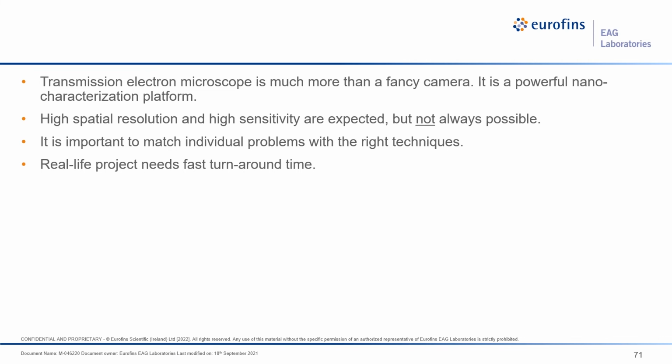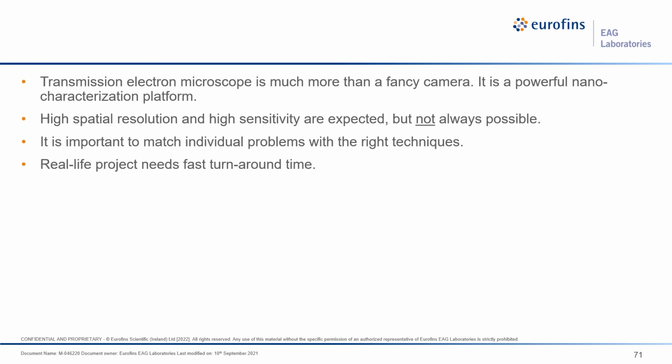In real life, projects often need a very fast turnaround time. All the examples I show you in this presentation are real-life examples. At EAG, we can give you the data within about 5 business days, and often a little bit faster. So we have a very quick turnaround time for real-time projects.